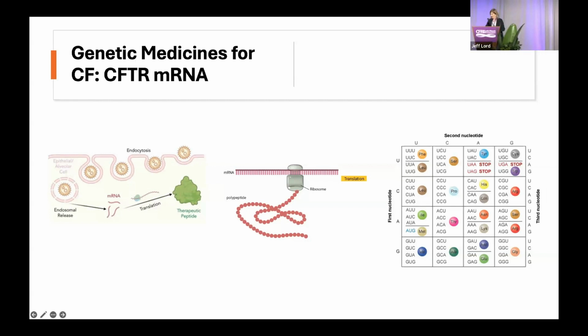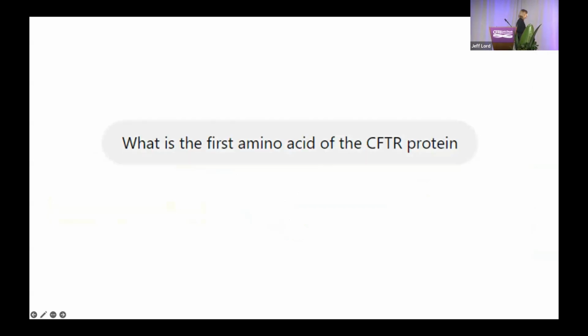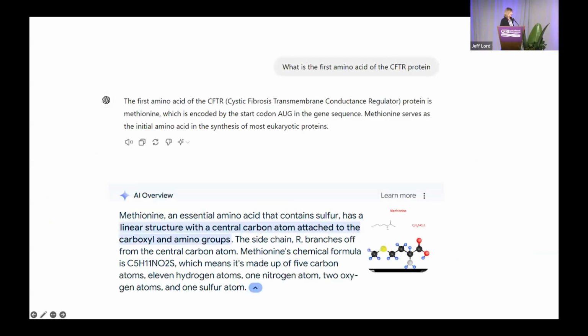But we really use this information now to optimize, for example, the nucleotide sequence of CFTR in terms of stability. So here comes my question for the next generation: what is the first amino acid of the CFTR protein? Does anyone know? Jeff? Methionine, yeah, exactly. To be honest with you, I had to ask ChatGPT too.